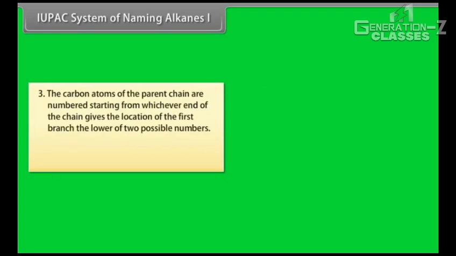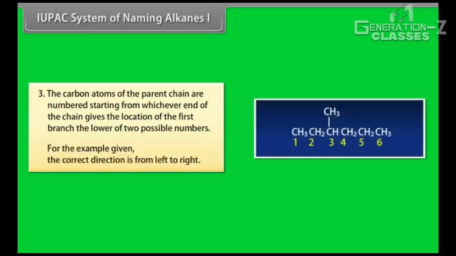Number 3. The carbon atoms of the parent chain are numbered starting from whichever end of the chain gives the location of the first branch the lower of two possible numbers. For the example given, the correct direction is from left to right.